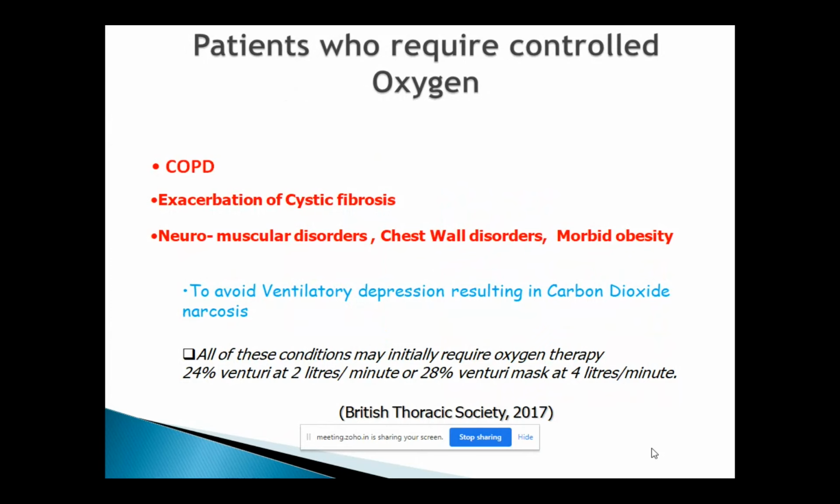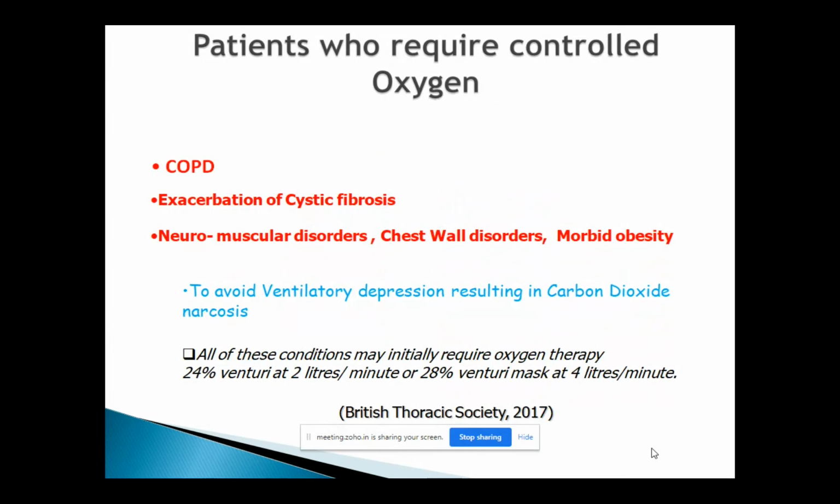chronic obstructive pulmonary disease, exacerbation of cystic fibrosis, all your neuromuscular disorder patients with chest wall disorders, and morbidly obese patients. All these patients are at high risk of developing CO2 retention, and you can take their respiratory drive off, and then you can push them into CO2 narcosis, which is a high carbon dioxide level, and then they can go into respiratory failure, and then they can go into respiratory arrest. If you want to avoid all these complications, you need to be very mindful and make sure that these patients are started on a controlled oxygen delivery system.